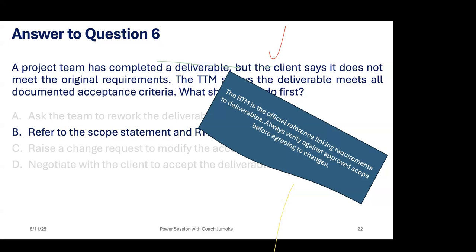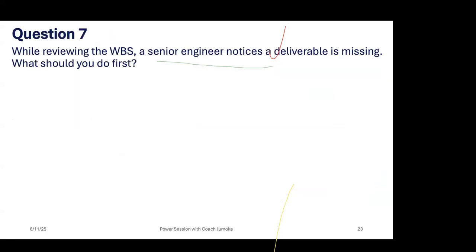Sometimes the reason you need to refer to the scope statement is that if in the course of the project a change request was made, you have to update the scope statement and update all the corresponding documents. If you did not, it can lead to a problem like this. But if you did, then it means the stakeholder woke up one day and he wanted something different. So B is the right answer.